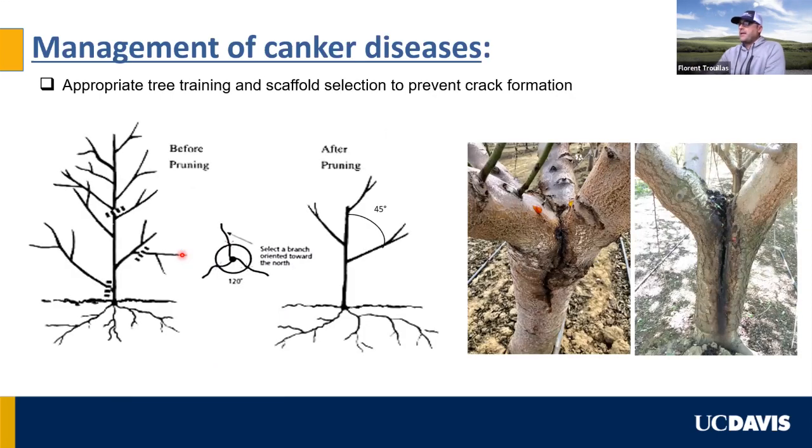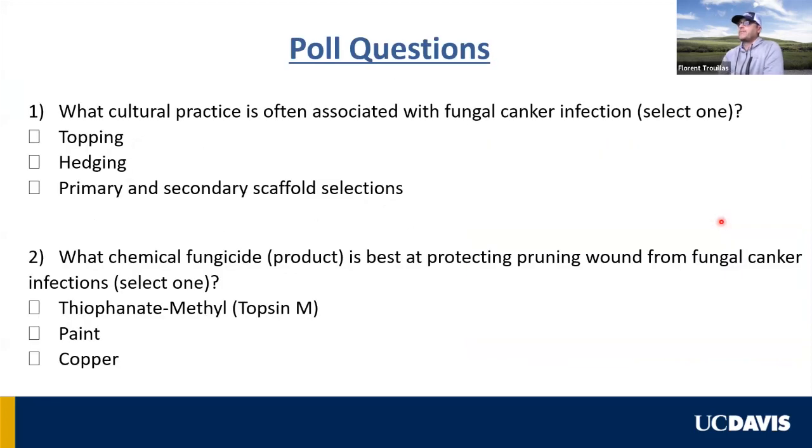Scaffold selection, again, as I mentioned, is very important. Select branches that are vertically spaced in the orchard, so you avoid this cracking. Strong attachment with 45-degree angles on scaffold branches is also critical to avoid crack formation, because any crack formation will lead to further disease occurrence.